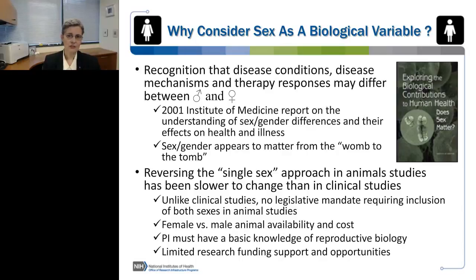Unlike clinical studies, no legislative mandate exists requiring inclusion of both sexes in animal studies. There have been concerns about availability and cost of female versus male animals. Investigators need to have some basic understanding or knowledge of reproductive biology in order to think about sex as a biological variable in their studies. And lastly, limited research funding support and opportunities make it difficult to increase the number of animals in a study when considering sex as a biological variable. I'm going to come back to this last point again a little later in my talk when I talk about myths and urban legends.